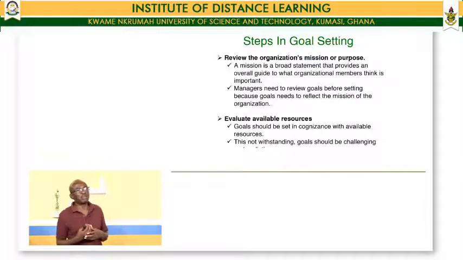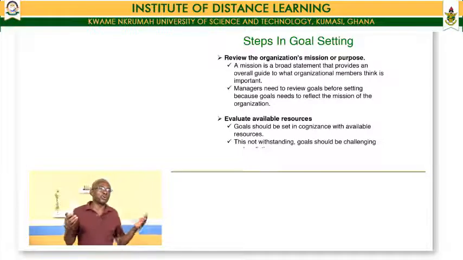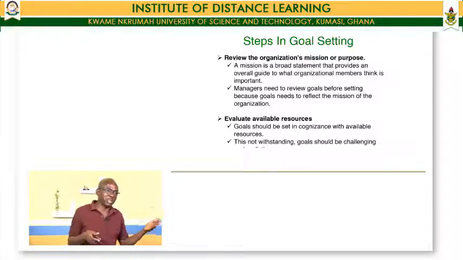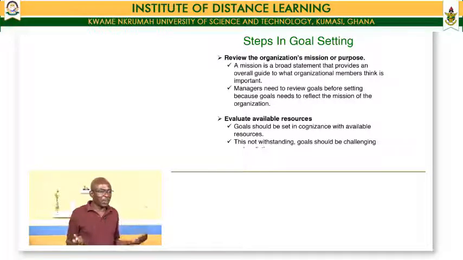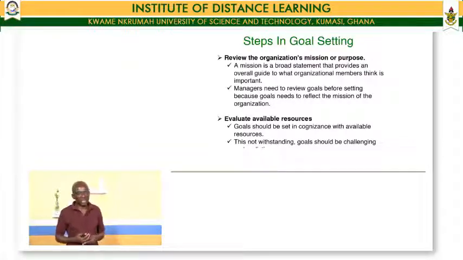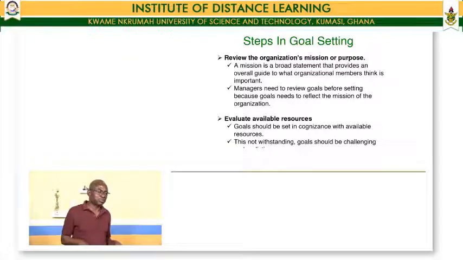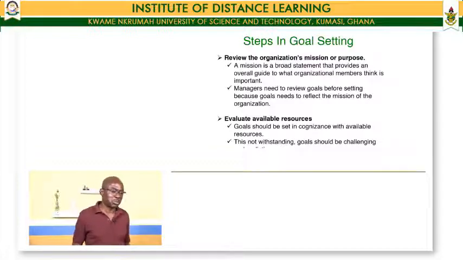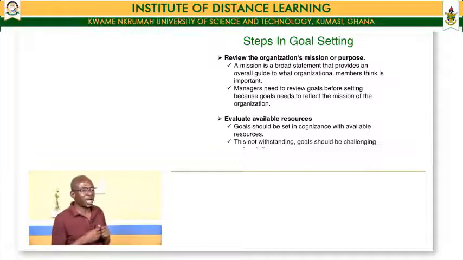And so what are the steps in goal setting? First, review the organization's mission and purpose, which I've already explained. Then we have evaluate available resources. Why do we need to evaluate? Remember when we were talking about organizing, we said that we need to have all the structures, the resources must be available so that we'll be able to achieve the goals. If we set the goal for ourselves and we don't have the resources, then it becomes a problem.